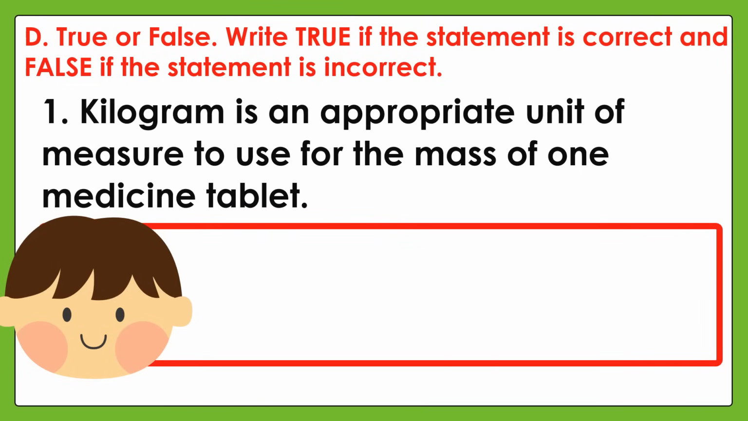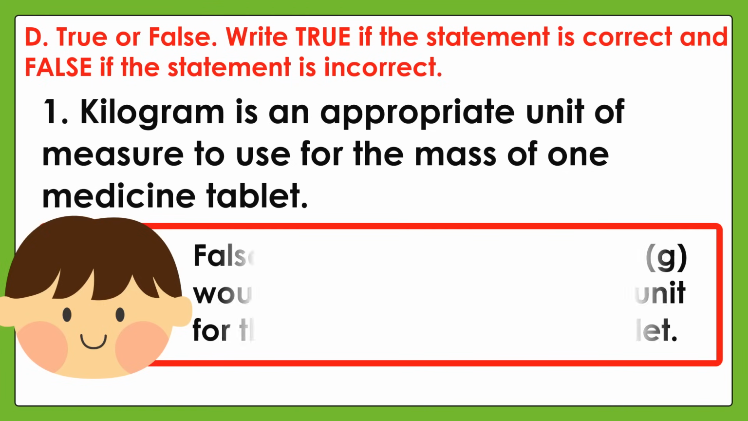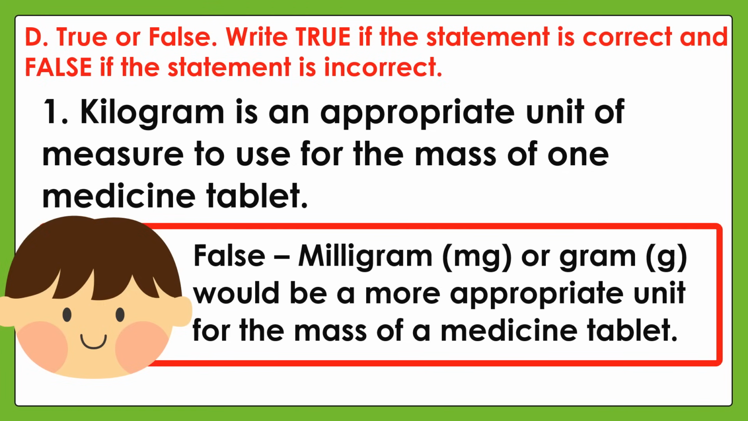Lesson activity letter D. True or false? Write true if the statement is correct and false if the statement is incorrect. Number 1. Kilogram is an appropriate unit of measure to use for the mass of one medicine tablet. The answer is false. Milligram or mg or gram or g would be a more appropriate unit for the mass of a medicine tablet.